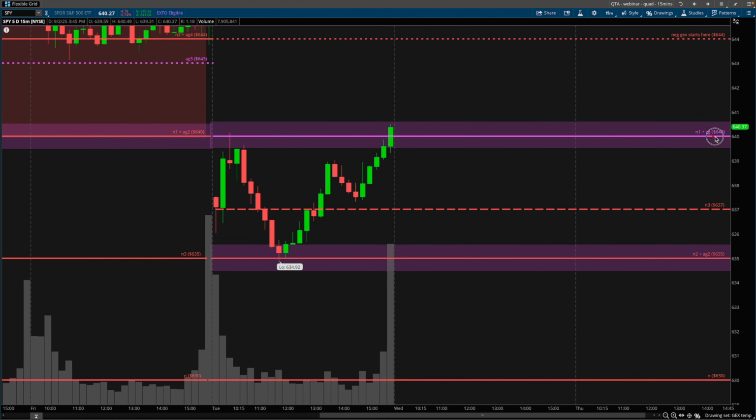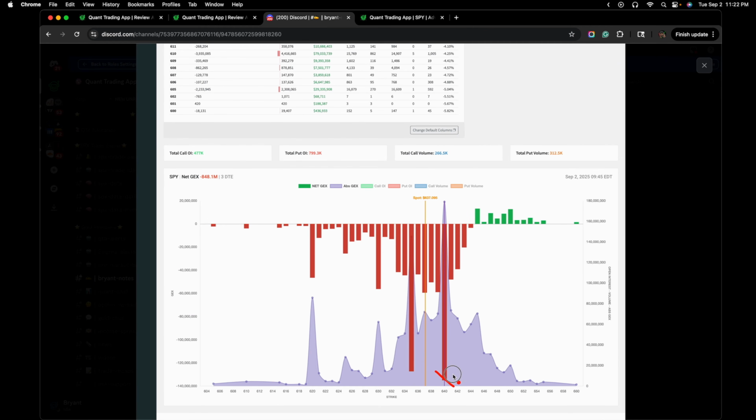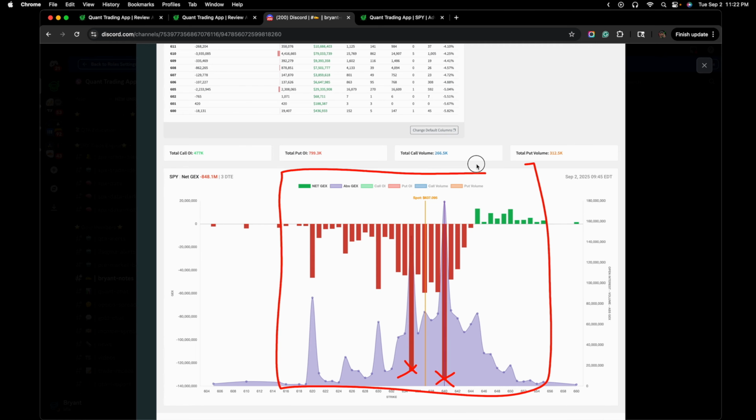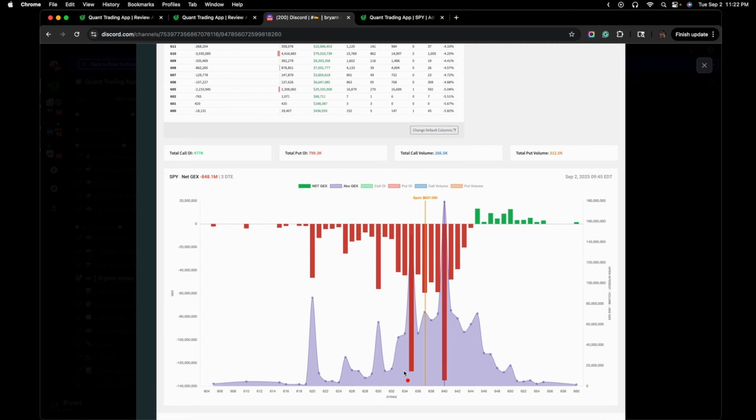So that's where we're seeing 640, 635. These levels are extremely dominant, as we can see how massive they are relative to the other levels on the charts. That is letting me know I should be aware of these strikes as a trader. On top of that, in the background, you guys can see these purple strikes here. These are the high absolute gamma strikes.